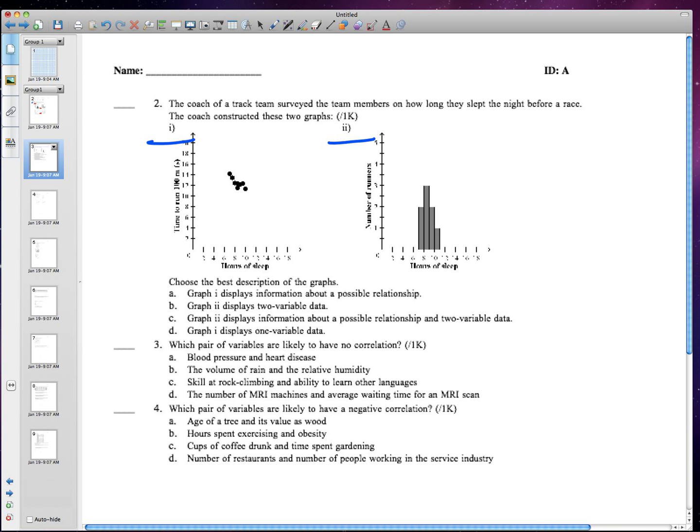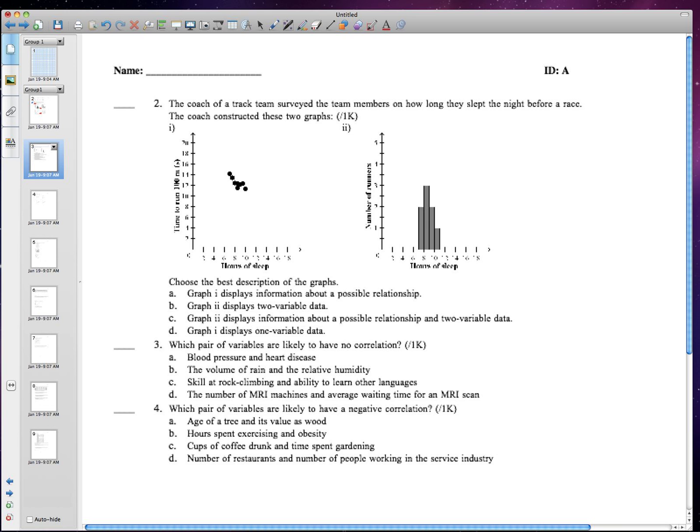Number one is two variable data, okay? We're talking about the hours of sleep, which varies depending on the runner, and then how fast they run the 100-meter. That's another variable. Depending on the person, they may have slept a lot and ran very fast. Maybe they slept only a little and ran very slow, okay? Both of those are changing things.